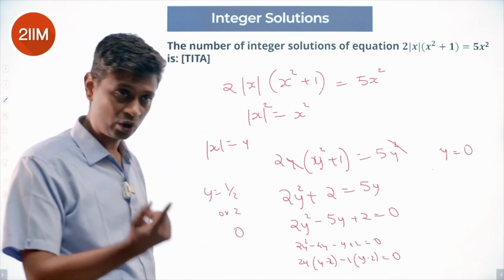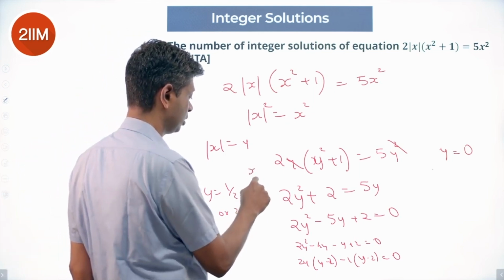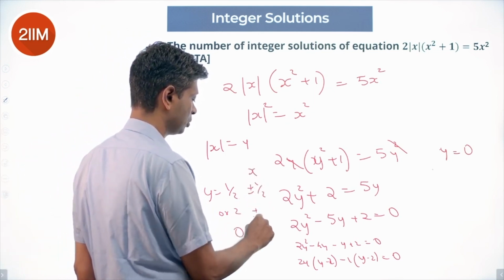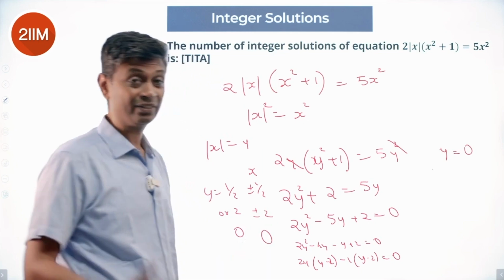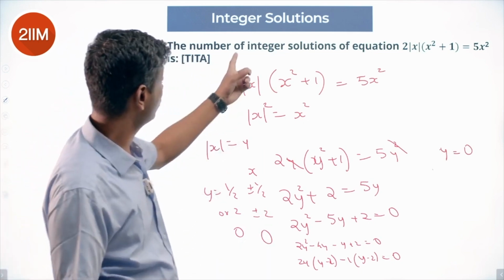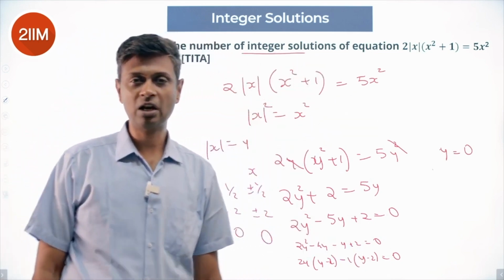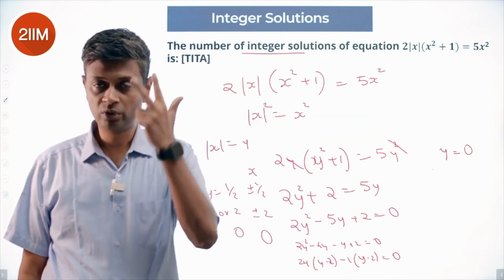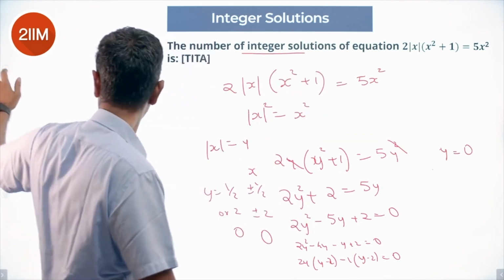This is y, which is mod x. So x could be plus or minus half, plus or minus 2 or 0. 5 different values are possible, but the question says number of integer solutions. Plus or minus half won't work. Minus 2, plus 2, 0. 3 different values. So 3 values of x work.